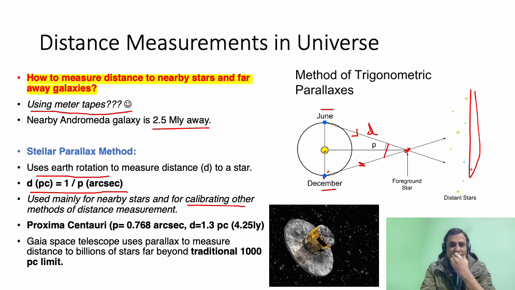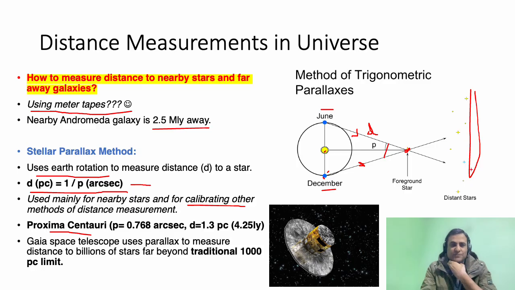For example, the nearest star to us is Proxima Centauri. If we measure its parallax, the parallax angle P is just 0.768 arcsecond. Using this equation, the distance d is 1.3 parsec, or in light years, about 4.25 light years. So let's say it's almost 1 parsec away from us.